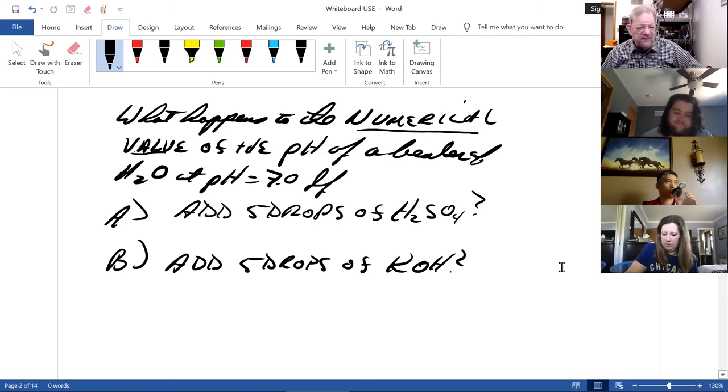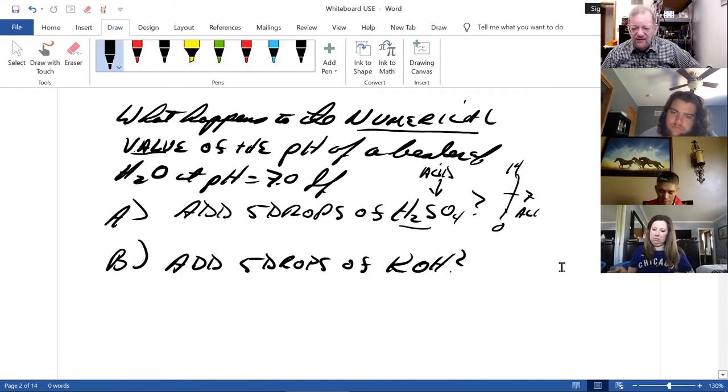All right, let's do it. What happens to the pH if I add 5 drops of H2SO4? You should know that's an acid. And pH 14, 7, 0. When you add an acid, it makes it more acidic. But I'm asking the numerical value, and it will decrease or go down.